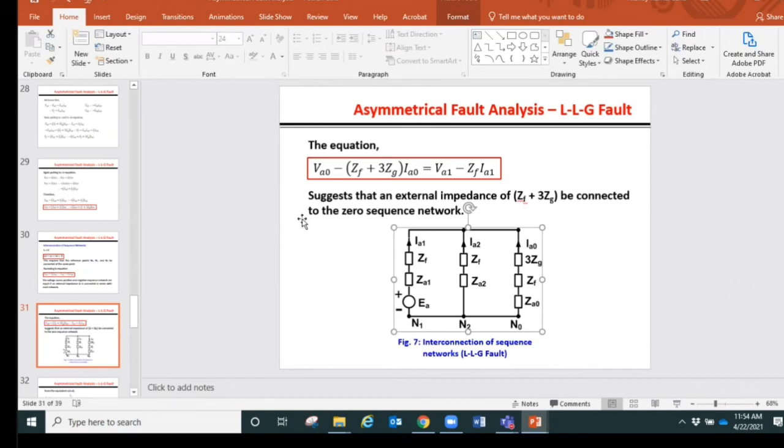But again, we must remember these are reduced forms of the sequence networks. Each of them will be larger than what we see now. They will come from all the generators, transmission lines, transformers, motors, loads, everything. Reduce, reduce, reduce, to the simplest possible form. Then we bring it here. We do the same thing for the negative sequence and positive sequence as well.